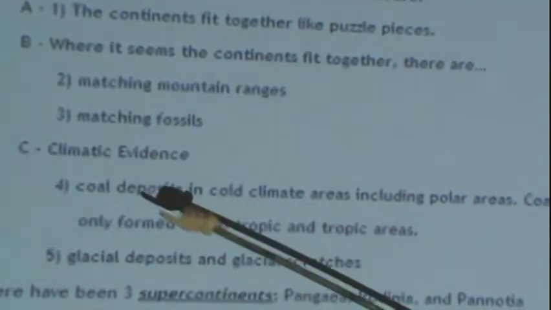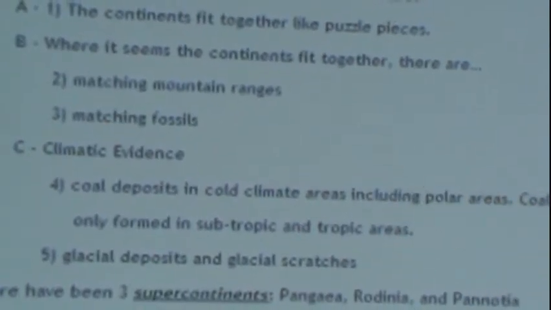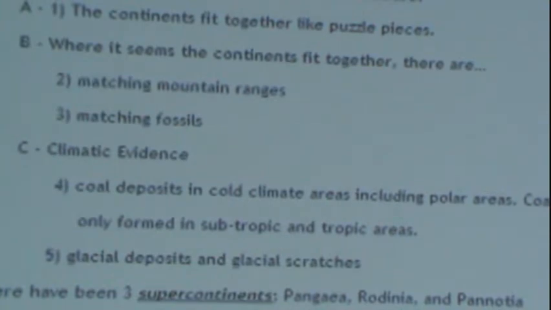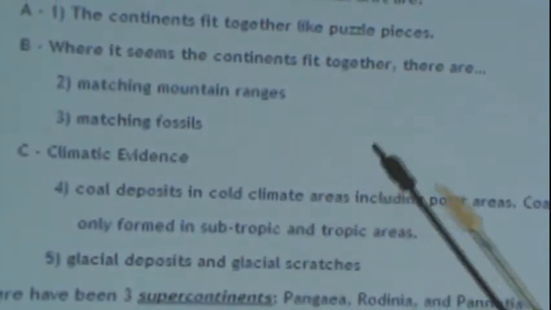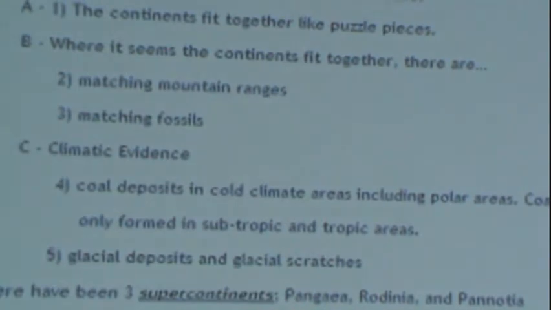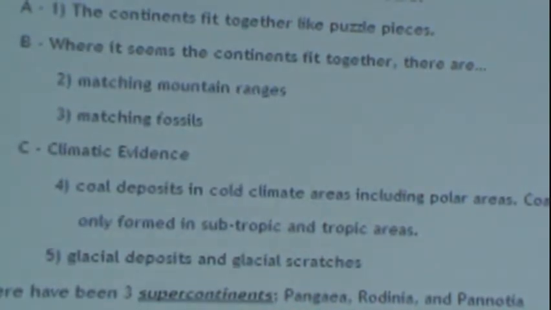Now how coal deposits are climatic evidence is that there are coal deposits found in areas near the poles and areas that are very cold on Earth, and they couldn't have been formed there because coal is only formed in subtropic and tropic areas, which means they had to have been formed while they were closer to the equator.